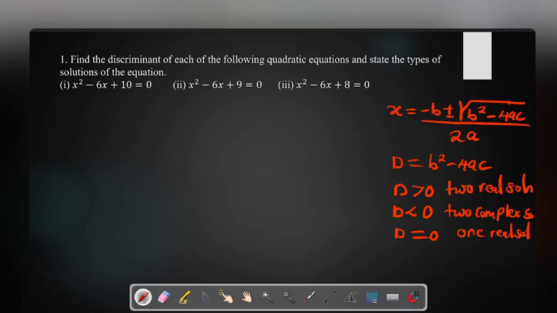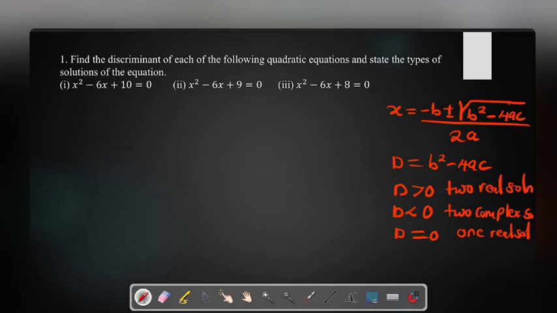Basically, these are the properties you need to know under discriminants. If the discriminant is greater than 0, a positive value, you're going to get two real solutions. If the discriminant is less than 0, you're going to have two complex solutions. When the discriminant is equal to 0, you're going to have one real solution, just one value of x. That's what this will tell you.